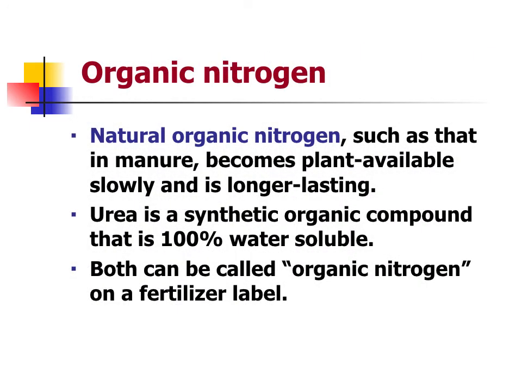So for those people who are into organic gardening, you're going to have to find natural organic forms of nutrients such as nitrogen. They're available in things like manures. They're usually slow to release the nutrients to the plants, however.